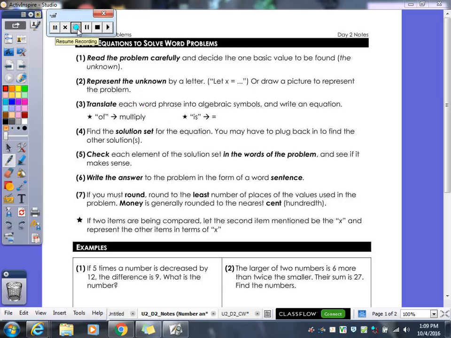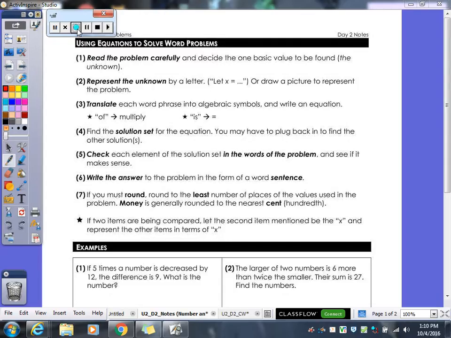So last class what we did is we were working with your translating, and we just practiced that because that is what I find to be the most difficult part of word problems for a lot of people, is translating from the words into our equation. So now we're going to go that one step further. We're going to actually solve our equations.